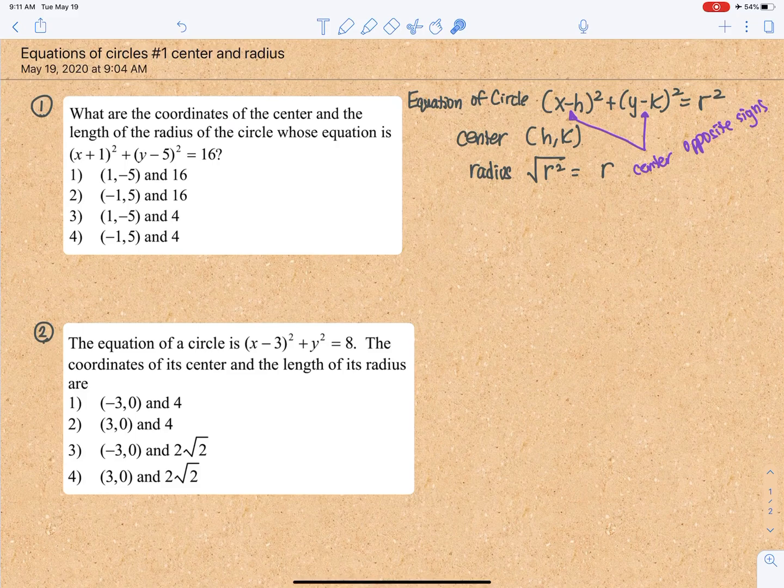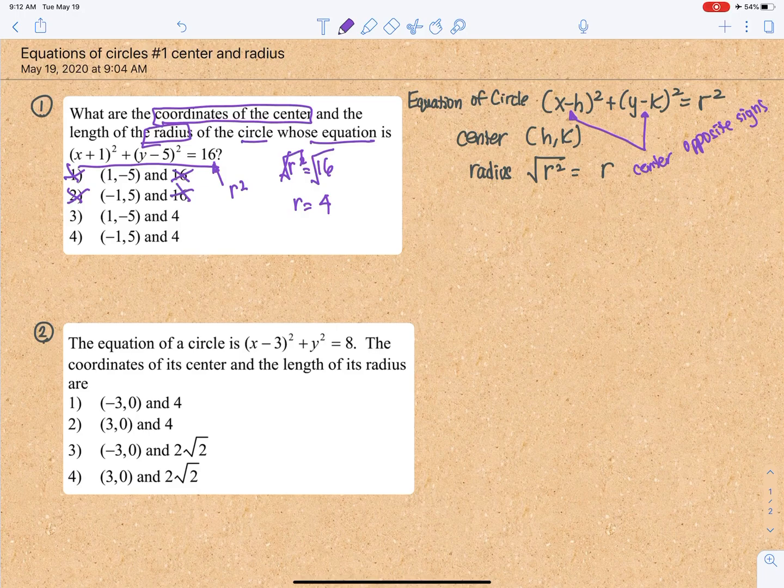It says, what are the coordinates of the center and the length of the radius of a circle whose equation is as follows? So once again, equation of the circle is x squared plus y squared equals r squared. So I like to start with the radius first. So this is supposed to be r squared. Well, if r squared equals 16 and I want to find r, I got to find the square root. So the square root of 16 is 4. So we eliminate choice 1 and 2 because the radius is 4.